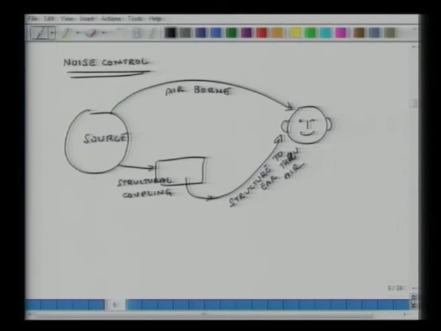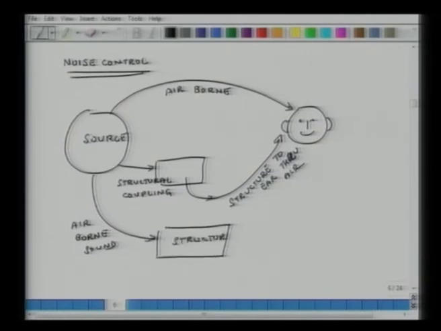And the third path is that I have airborne sound, which excites some other structural member. So here the coupling is what? Acoustic coupling. This is acoustic coupling. And then from here, some particular modes and resonances get excited. So again, sound reaches the person.